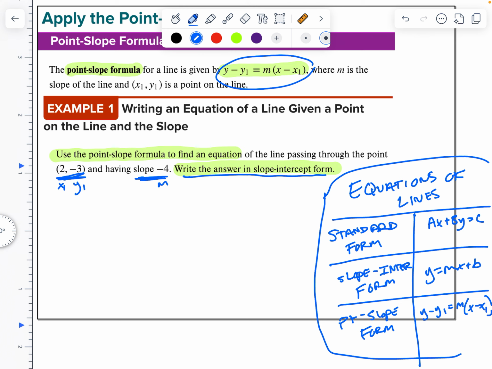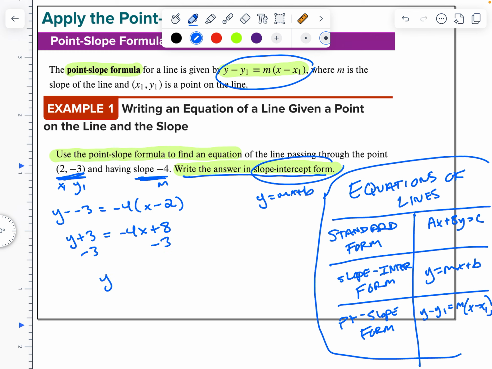So writing in point slope form would be something like y minus negative 3 equals negative 4 times (x minus 2). That's the same thing as y plus 3 equals negative 4x plus 8. We want this in slope-intercept form, so y equals mx plus b is what we want it to look like. We almost have it there. If we subtract the 3, we'd have y equals negative 4x plus 5, which is y equals mx plus b. That is our slope-intercept form.